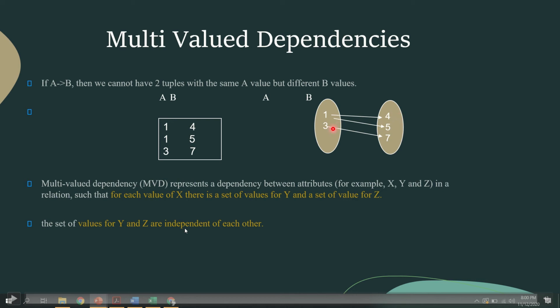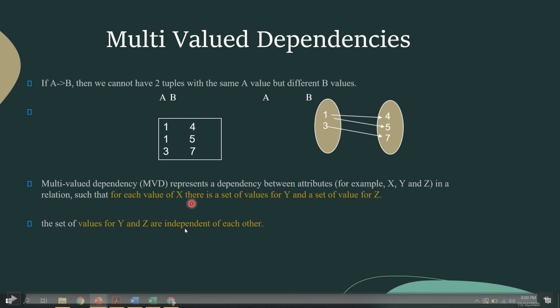If it was a functional dependency, the 1 would be related to only one value. Here we cannot specify that; if you take 1, it is related to two values. So this is the concept of multi-value dependency.